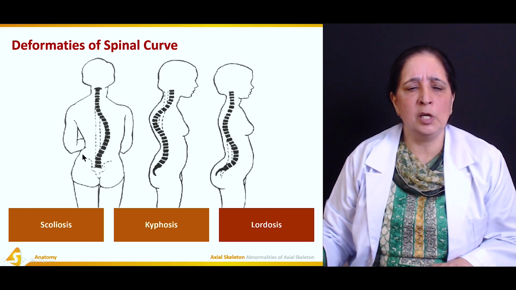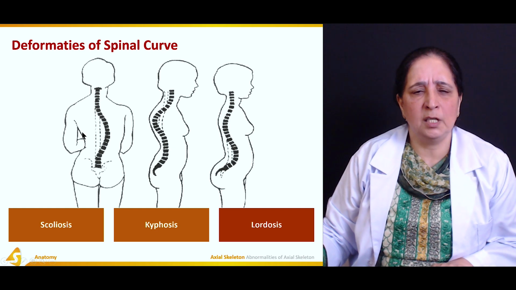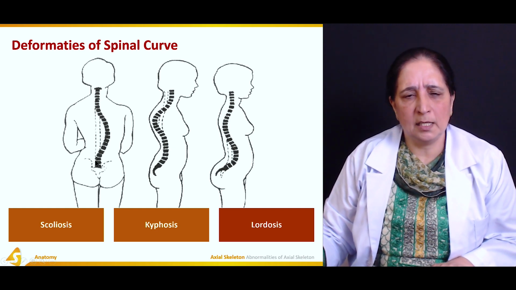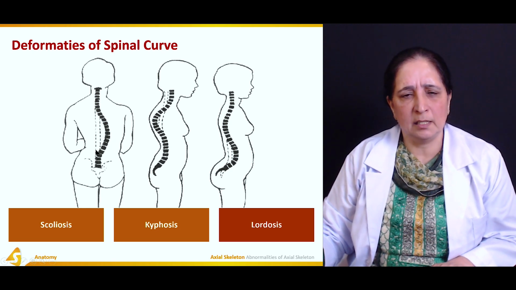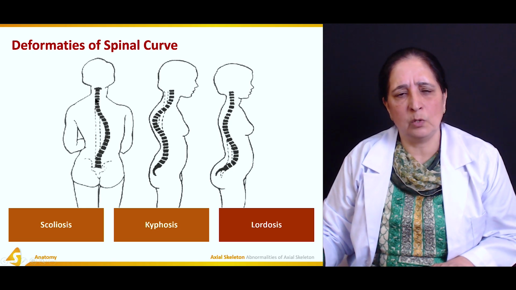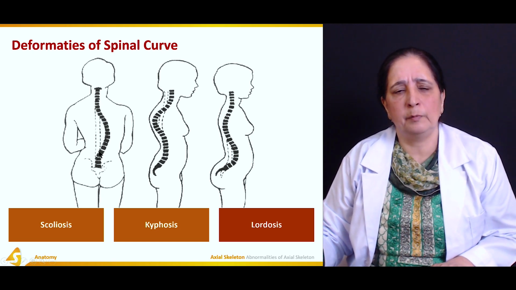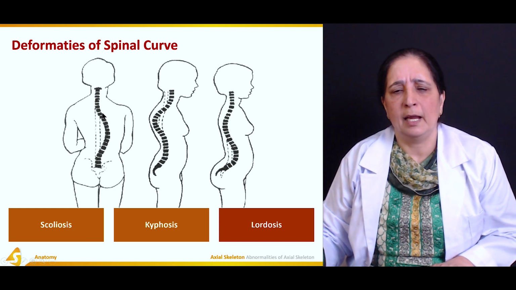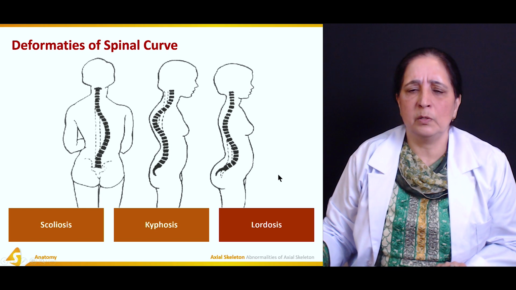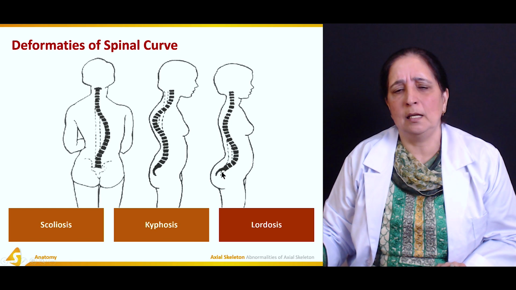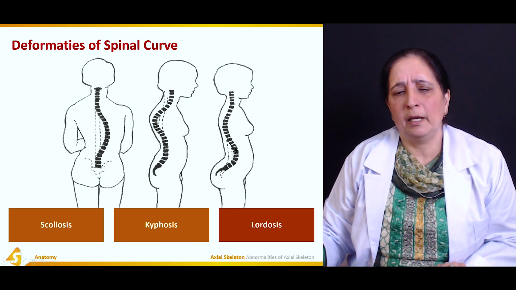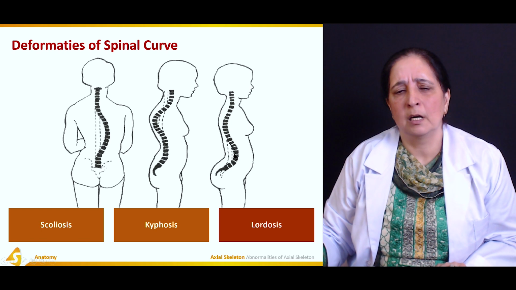Then we have scoliosis. If you see, this is the normal spine. This is the lateral curve. Median is the middle part, and anything that goes away from the middle part is lateral, so the vertebral column is moving laterally. And then in lordosis, we have the anterior curve of the lumbar spine. This is the lumbar region, so it's the inward curve of the lumbar spine.